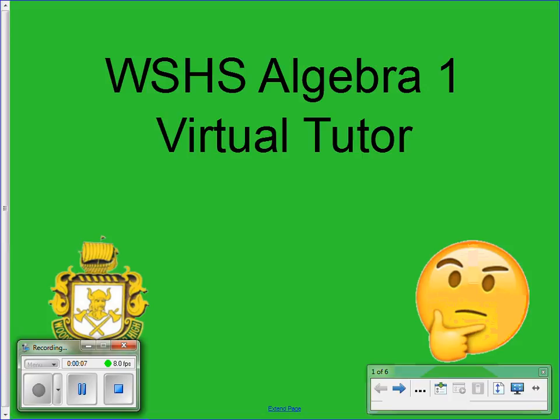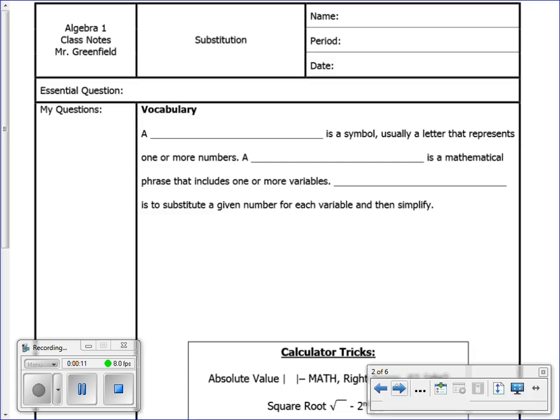Today we are going to be talking about substitution. Our important vocab words: a blank is a symbol, usually a letter, that represents one or more numbers. So we say a variable. Okay, a variable is a letter in your expressions.